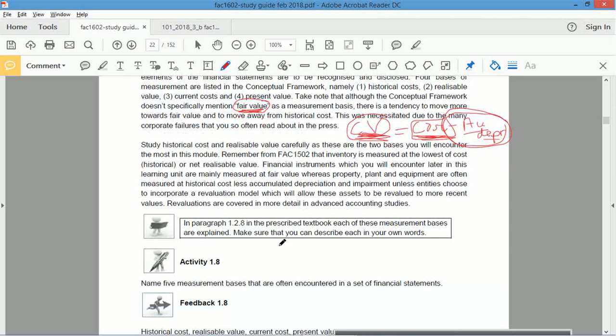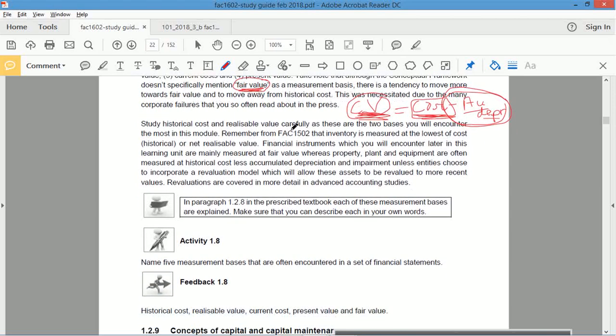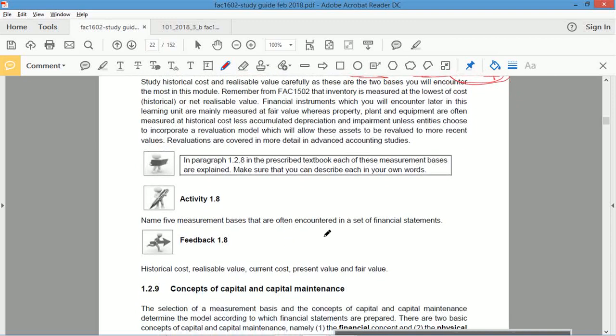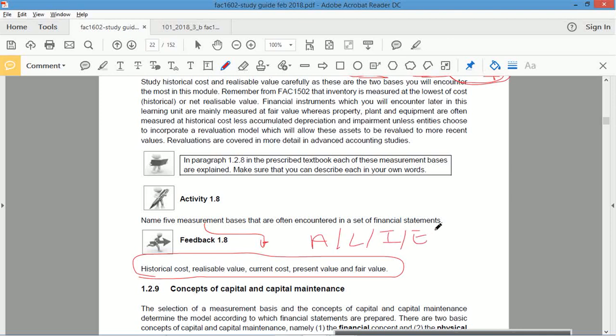Okay, then they've just referred to the textbook, obviously, to do more reading on the background regarding FAC1602. They talk about the measurements, that's fine. All different ways of measuring different things. Okay. Assets, liabilities, income, expenses, capital, drawings. Those 6 accounts need to be measured and communicated in the statements. So we can either use the historical cost, we can use realizable value, present value, fair value.